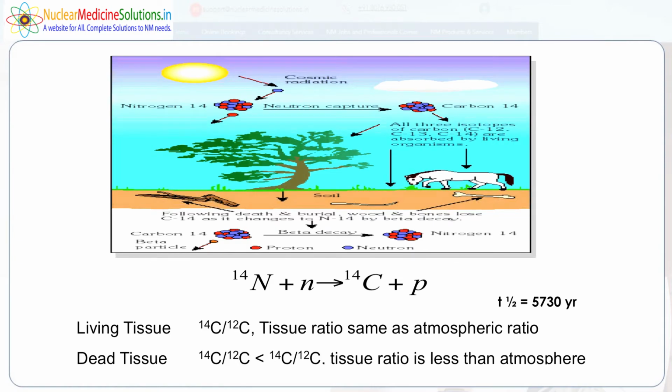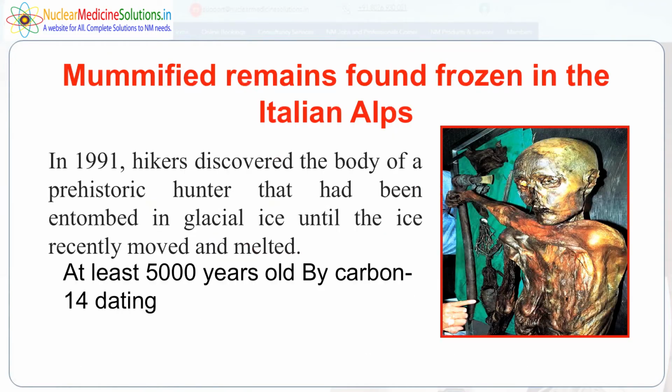Now this is a very important thing. We always know carbon dating. When a living tissue is there, the ratio of carbon-14 to carbon-12 is the same as the atmospheric ratio. If a change has taken place, you can find out that a change has taken place, and with that, possibly dead tissues. Now this mummy, which was found frozen in the Italian Alps in 1991: if I would like to know how old it is, by using carbon dating we can find out, and it is at least 5000 years old.